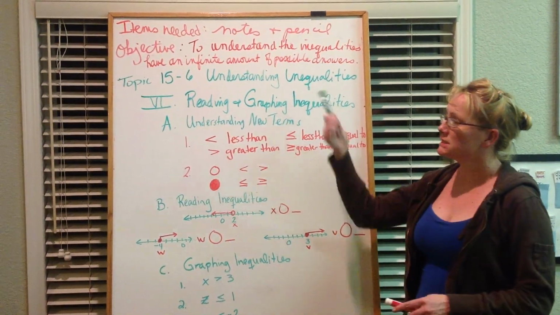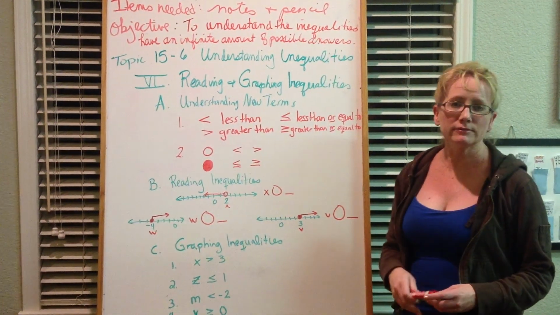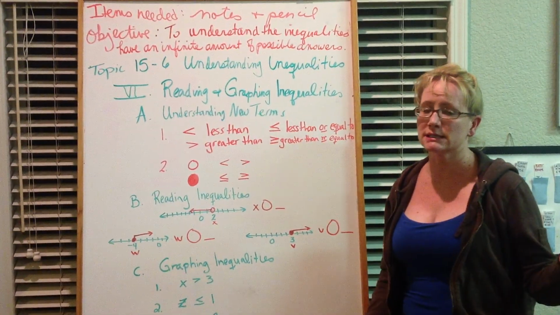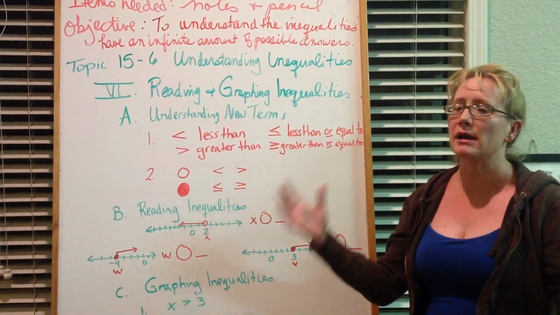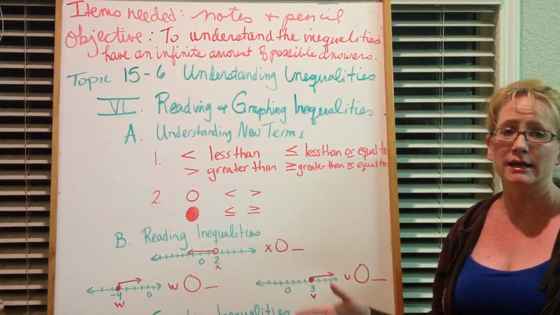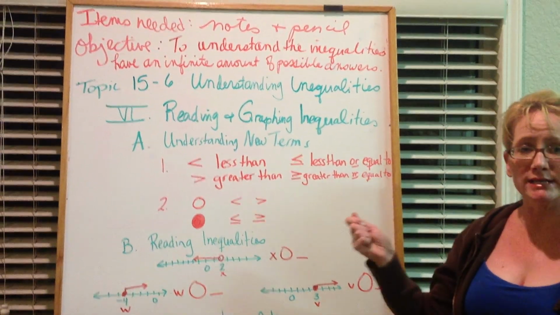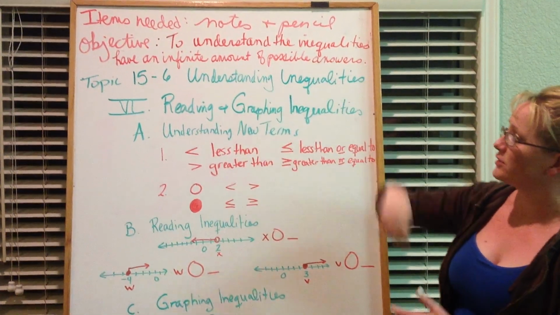So this is topic 15.6. It's about inequalities, which are pretty awesome. You're going to need your notes and your pencil. Our objective, our goal, is to understand that inequalities, these special math problems, have an infinite amount of possible answers, meaning there's a billion, trillion, bazillion answers, which is impossible to write down, so we have to graph them, okay? That's what we're trying to figure out today.